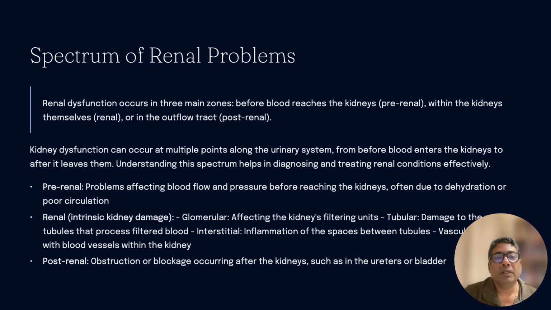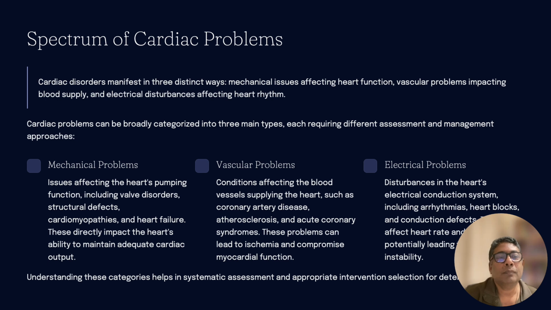So let's go for the next one. The spectrum of cardiac problems. The way I usually approach this is, it could be a mechanical problem, it could be a vascular problem. It's best to think cardiac as cardiovascular problems, and within that, think of the coronaries as well. And then electrical problems. If you think like that, then it's very easy to process, easy to approach these various topics.